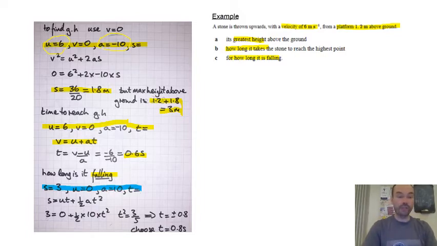Pick the appropriate equation: s equals ut plus half a t squared. t squared is 3/5. There are 2 possible answers. Choose the correct one. So both questions so far have used the same method, haven't they? They've used quote the rules.